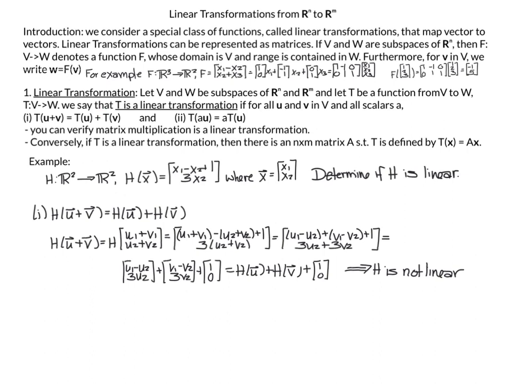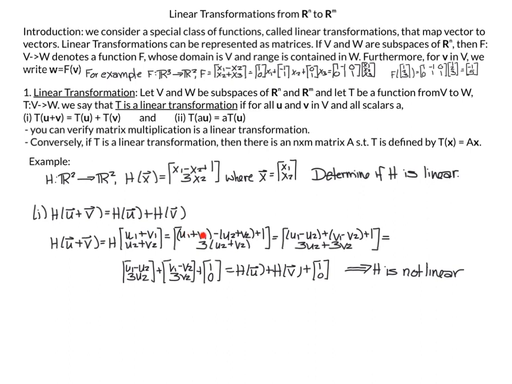In other words, I want to show that h of u plus v is equal to h of u plus h of v. So when I look at h of u plus v, I add my vectors u and v and get u1 plus v1 as my first coordinate and u2 plus v2 as my second coordinate. Now I plug this u plus v into h. h says I want x1 minus x2 plus 1, my first coordinate minus my second coordinate plus 1.